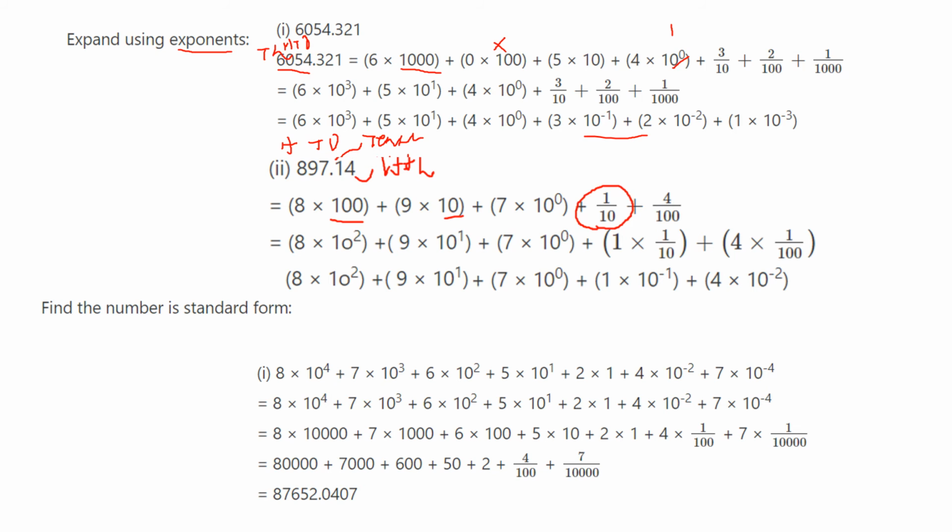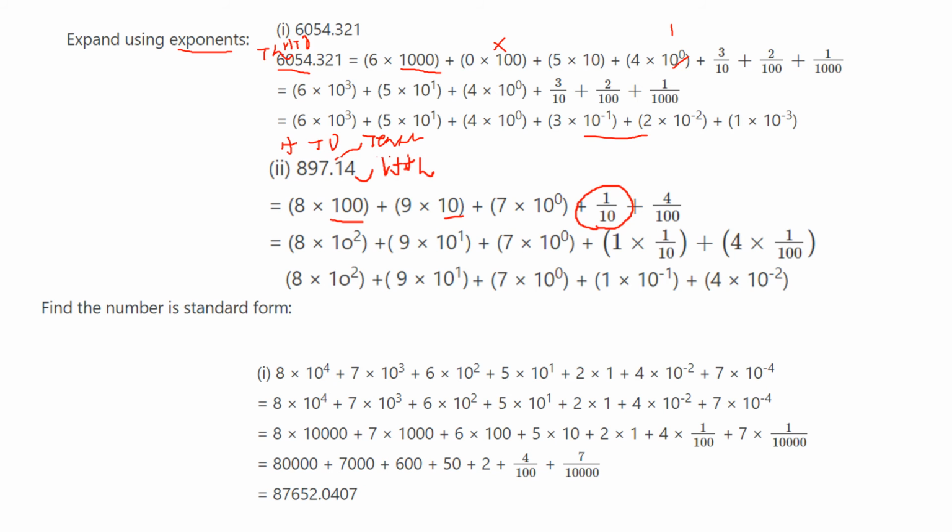So next, 100 means 10 squared, 10 means 10 power 1, 10 to the power 0 you put as such, and here 1 by 10 we can write as 1 into 1 by 10 plus 4 into 1 by 100. So next step, 8 into 10 squared and 9 into 10 to the power 1 plus 7 into 10 to the power 0, plus 1 by 10 we can write as 1 into 10 to the power minus 1 plus 4 into 10 to the power minus 2.